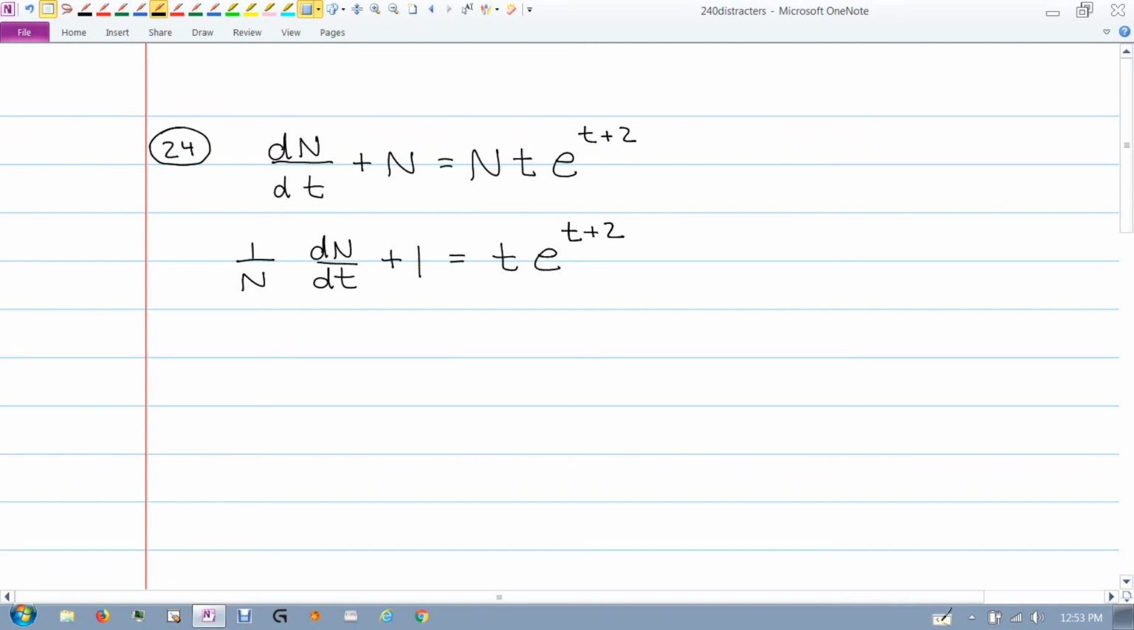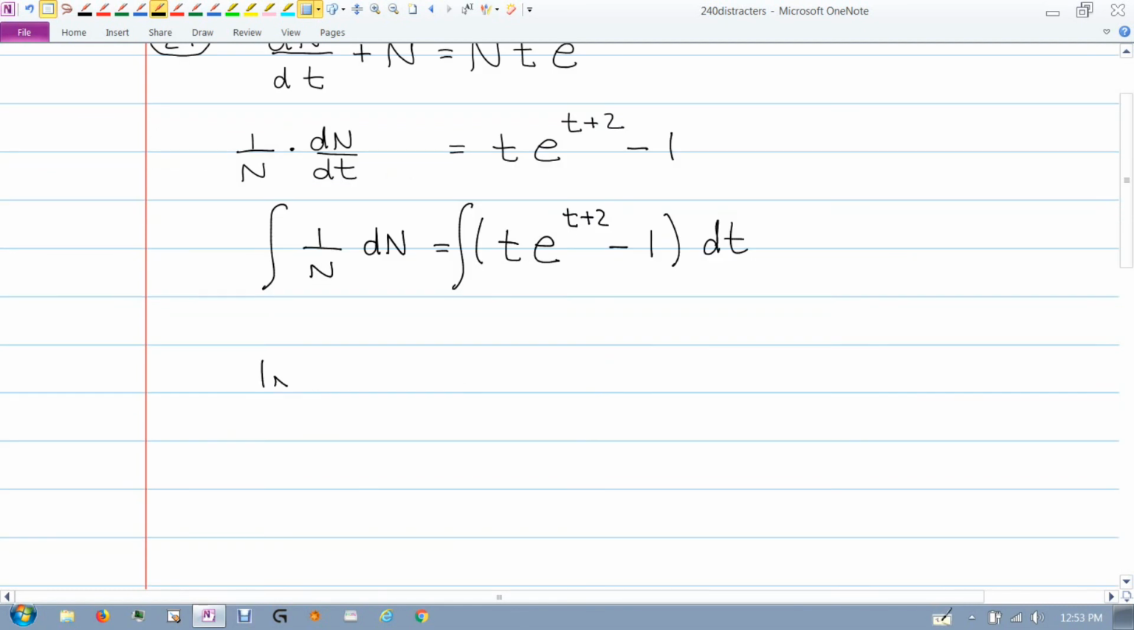Okay, so that's that. Now let's multiply both. Well, let's move that 1 over. So I'm going to subtract 1 on both sides. All right, now let's multiply both sides by dt. So I'm going to have 1 over n dn on the left equals t e to the t plus 2 minus 1 and then dt. And we should be at a point where we can integrate.